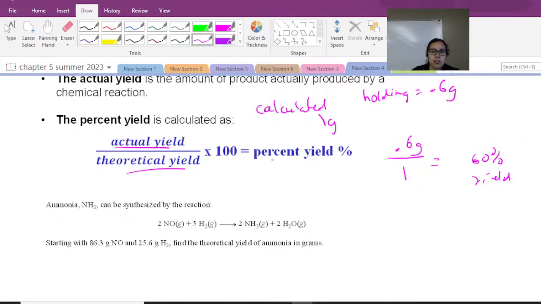Or your yield can also tell you other things. So let's say you have over 100% yield. That doesn't mean you did a spectacular job. It just means it's probably wet, would be my first suspicion, or impure.